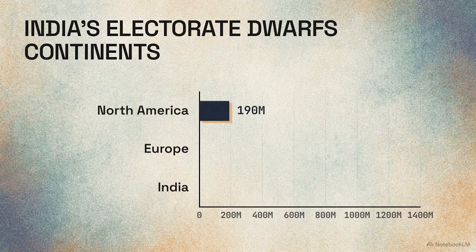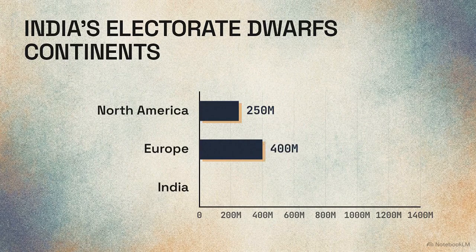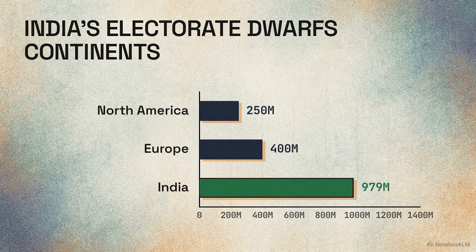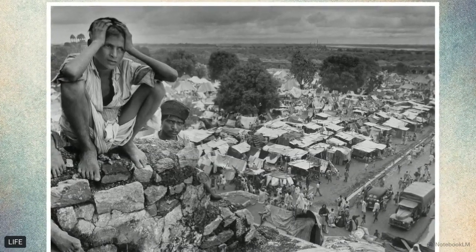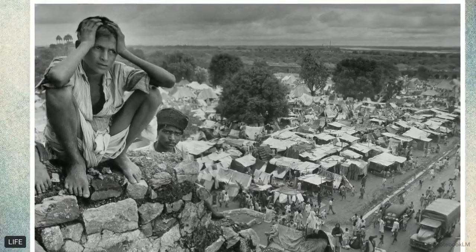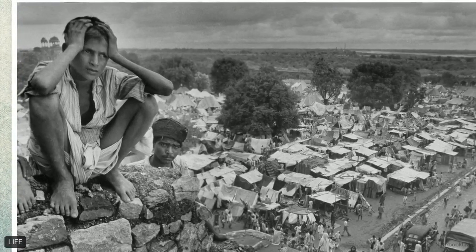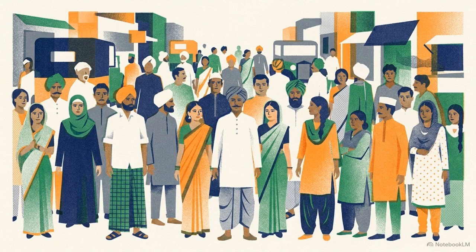If you add up every registered voter in North America and combine them with every registered voter across all of Europe, you still fall short of the sheer scale of India's electorate. In 1947, the global consensus was that a democratic system here would fail. The region was newly partitioned, deeply impoverished, and fractured along vast linguistic and religious lines. The structural prerequisites for a stable republic simply did not exist.